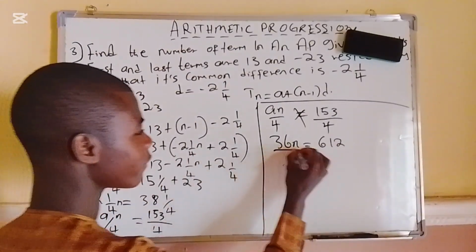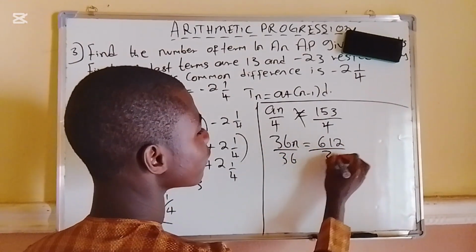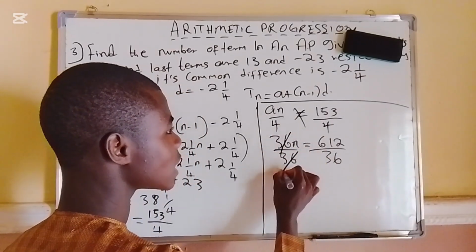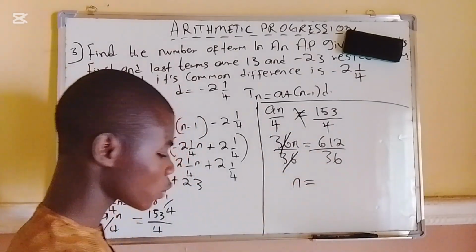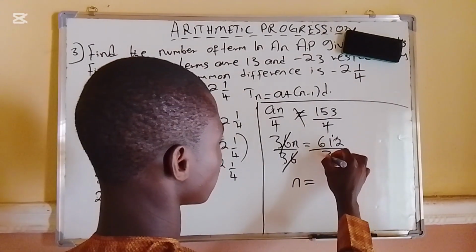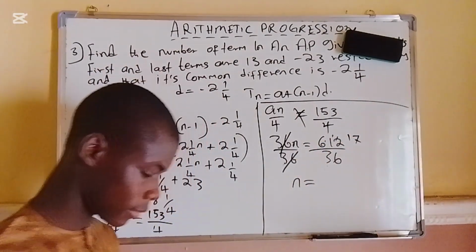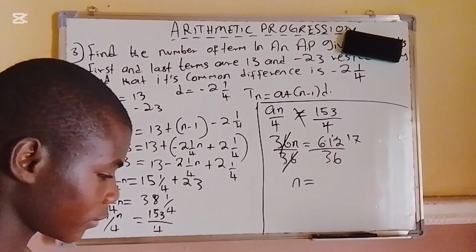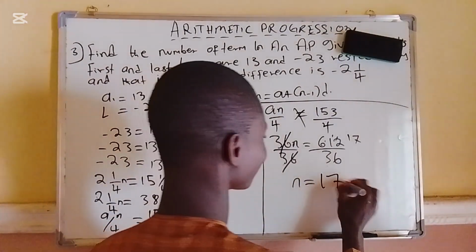I'm looking for n. Divide both sides by 36. 36 will cancel 36, and it is equal to 612 divided by 36. I think I'm having 17. Yeah, it's 17.